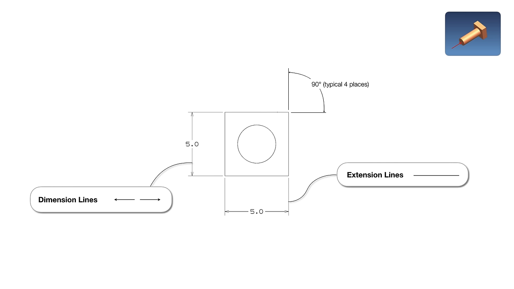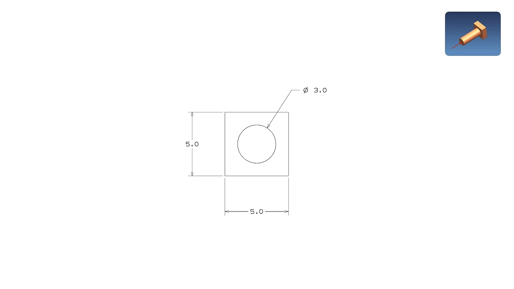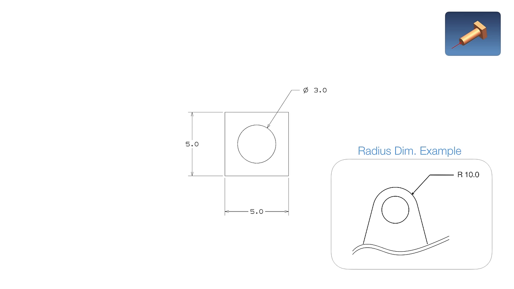You can also dimension angles like this, but unless otherwise noted, it's assumed that lines intersect at 90 degrees, so you don't need to dimension the angles in this part. Here we show the diameter of the shaft. When you're dimensioning the diameter of something, this diameter symbol is used. If you are dimensioning the radius of a feature, this capital R is used.